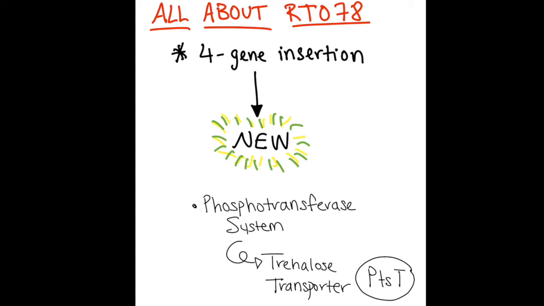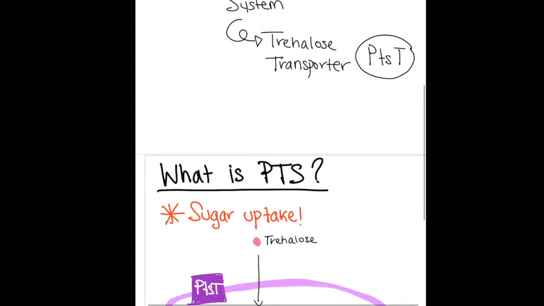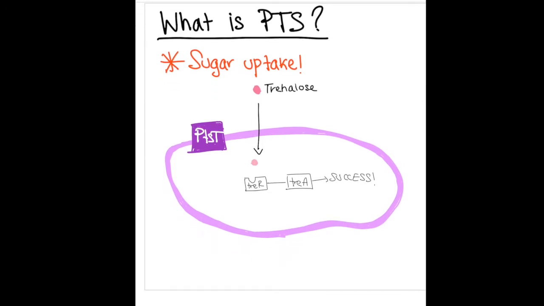Unlike the RT027 strain, the RT078 strain does not have a mutation in its repressor gene region of the treA operon. Instead, this guy has a 4-gene insertion in its genome that gave it a new trehalose-specific phosphotransferase system, including the very important trehalose transporter, PTS-T. We know from biology that PTS is a distinct method used by bacteria for sugar uptake. It is a multi-component system that involves enzymes of the plasma membrane and the cytoplasm.